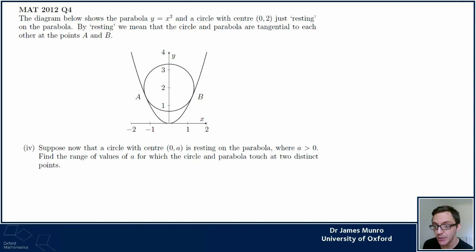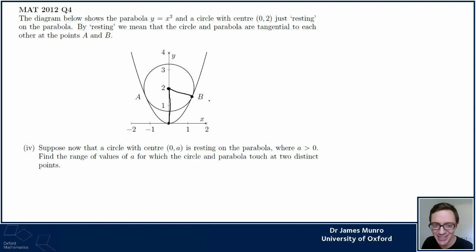Part 4 of this question says, suppose now that a circle with centre at (0, A) is resting on the parabola, where A is positive. Find the range of values of A for which the circle and parabola touch at 2 distinct points. I suppose this comes down to thinking about whether that distance between the origin and the parabola is bigger than or less than the distance from here down to the origin. So whether that distance is bigger than or less than A.